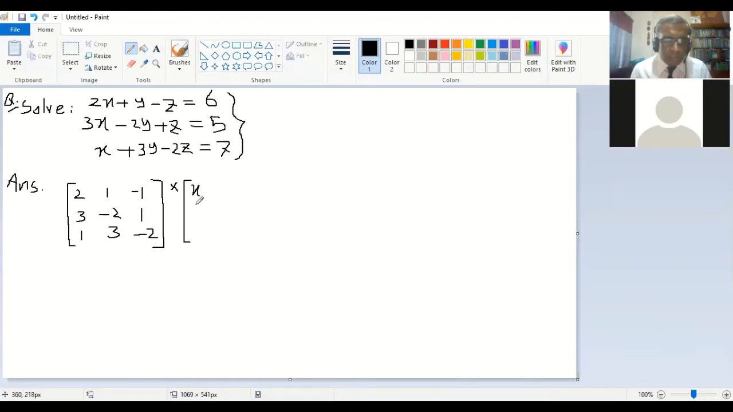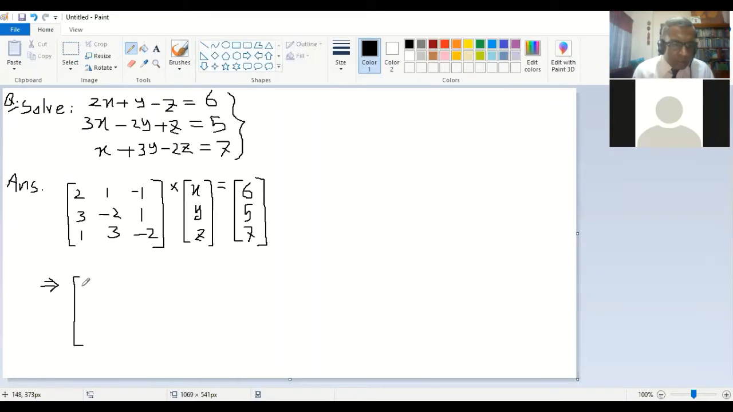and then the matrix with variables, that is x, y, z, in a column. And on the right side there will be another matrix which is also a column matrix, and that matrix is 6, 5, 7. So you write the system of equations in matrix form. Now you will do the calculation. So in the next line you write this, and then we will continue.